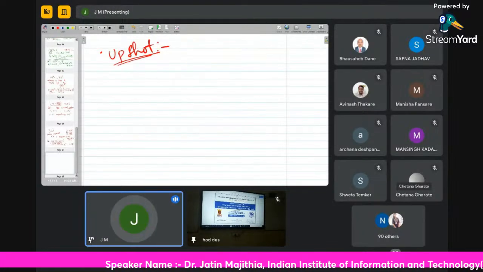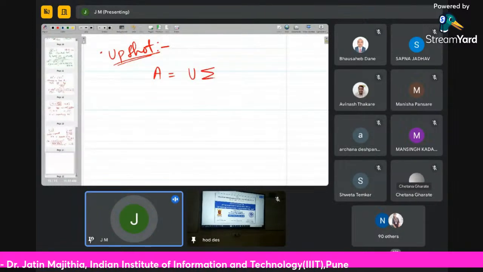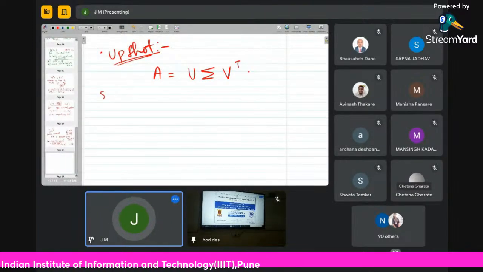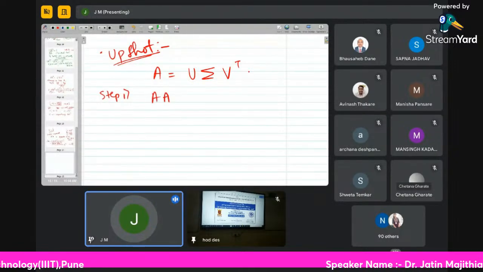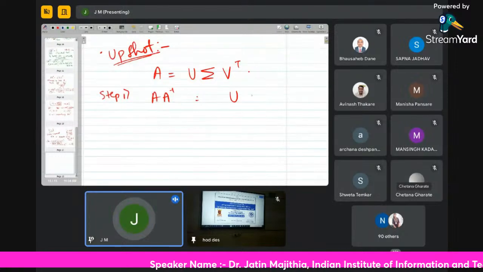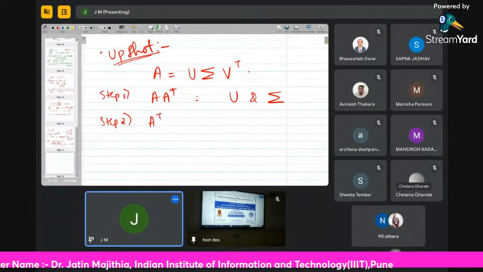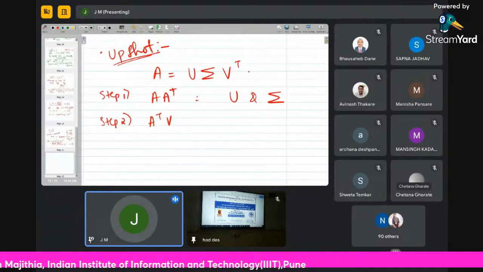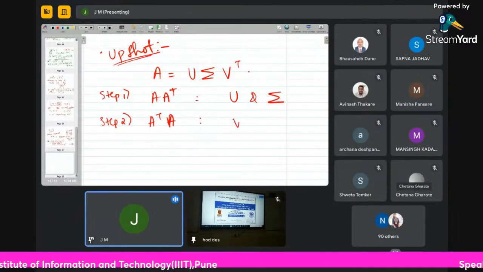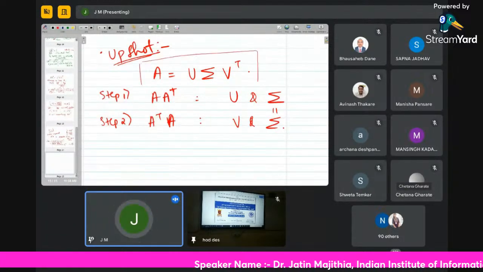To summarize, how to find the SVD? Once you have A equal to U sigma V transpose, in step 1 you find A into A transpose. You will get your U and sigma. In step 2, you find A transpose A, and what you get is your V and again sigma. These are the same, no need to worry, I will tell you why. Once you have this, one can always have this decomposition.